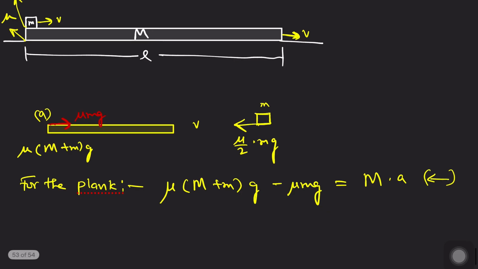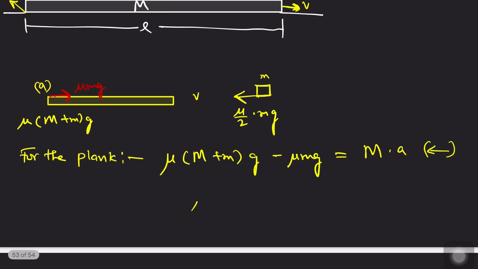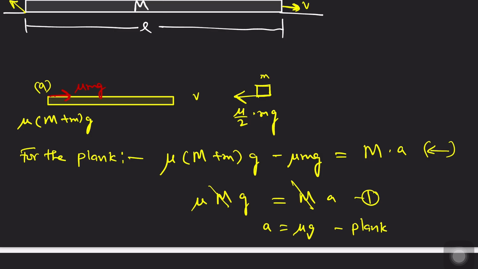If you see, it will become mu capital M into g is equal to capital M into a. This is equation number 1. So capital M cancels, and a is equal to mu g. That is for the plank. This is equation number 1. Now it is going to move in the leftward direction.